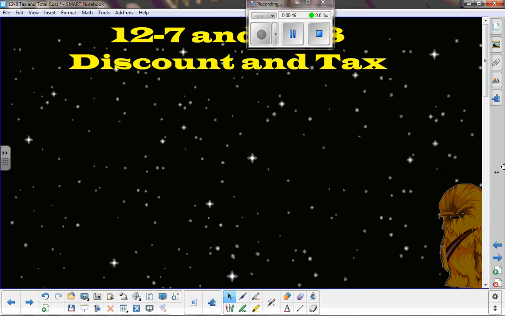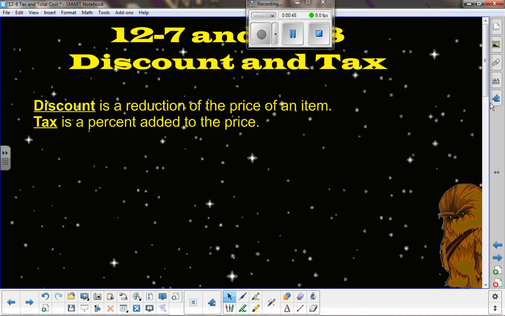So discount is a reduction of the price of an item, obviously, right? So if we're talking about an item that's discounted, we are going to reduce the price of an item. It's like it's on sale or something. And then tax is a percent that's added to an item. So maybe you go out to eat at a restaurant and you see that there was a tax added, or you go shopping and there was tax added to that, or your parents are paying their taxes. Tax is something that we hear all the time. So both really useful things that you see all the time and good to know.